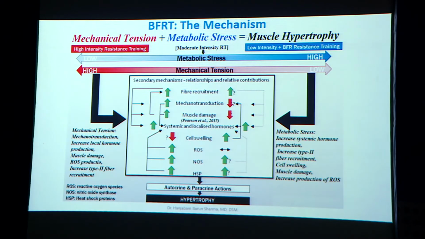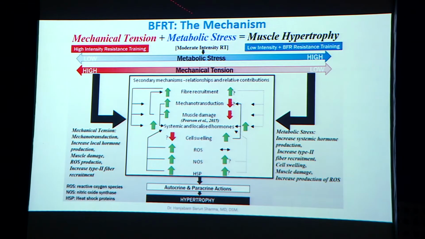I am not going into the detail of the mechanism because of the paucity of time, but there are 2 things that are extremely important. If you want to target, there are 2 things: mechanical tension and metabolic tension. Both are important for muscle hypertrophy. So the combination of both you have to supply. For mechanical tension, you can increase the load, but the problem with load, as I have already explained, is that you cannot apply it to some patients or some players.